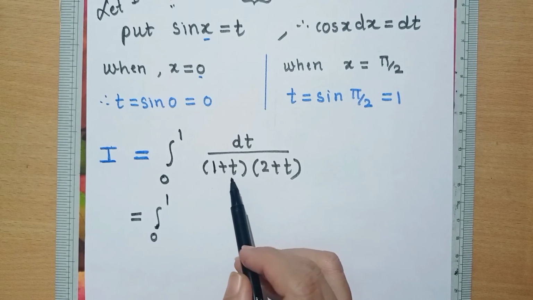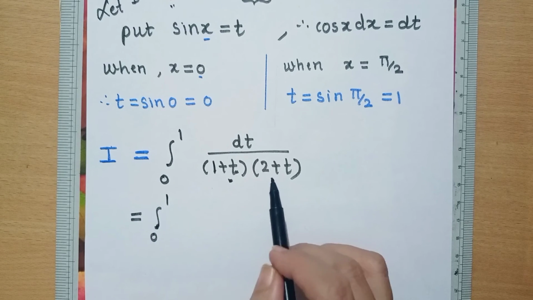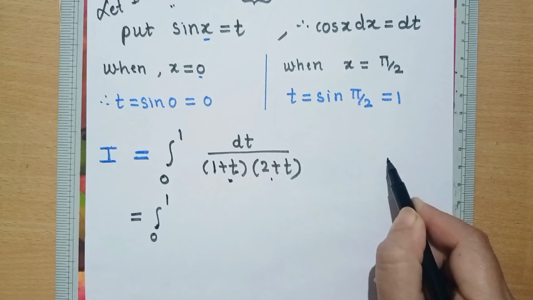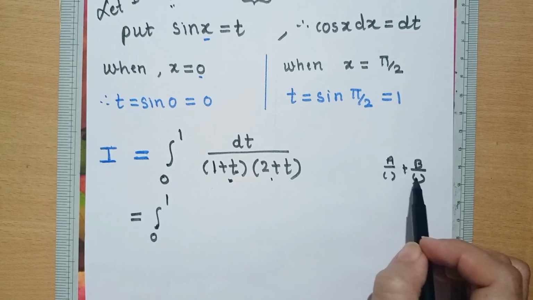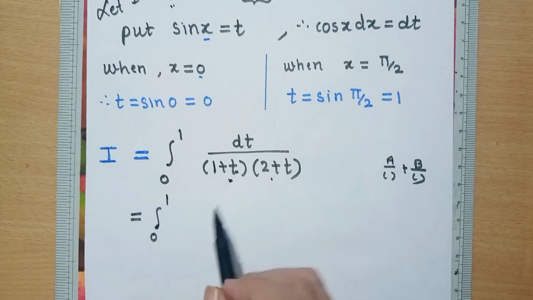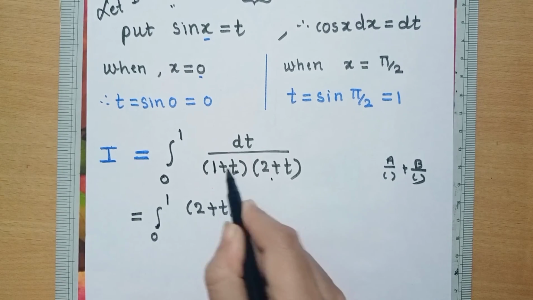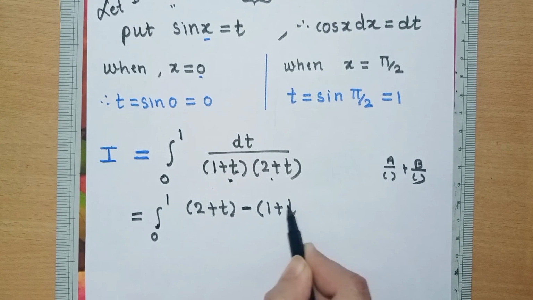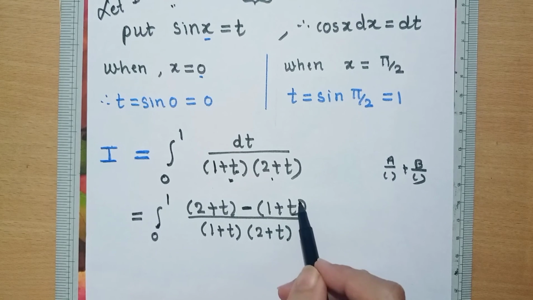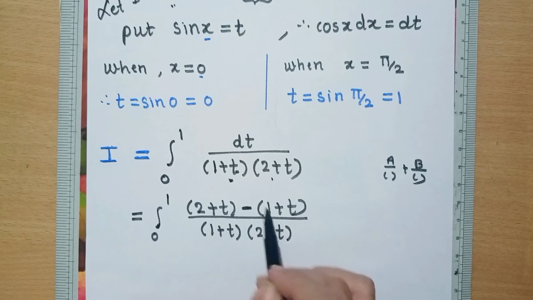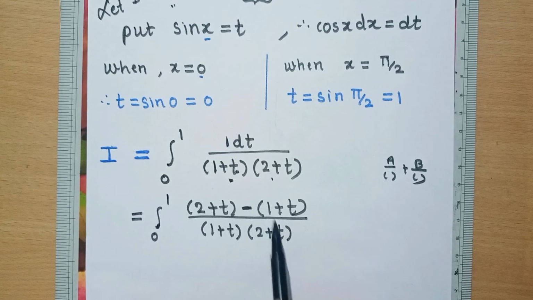Now look at the denominator. There are two linear factors. So we have to solve this example by the partial fraction method. But instead of writing a upon the first factor and b upon the second factor, we will adjust this denominator in the numerator as 2 plus t, then take minus and then this factor 1 plus t, upon these two factors. Check here, plus t minus t get cancelled and 2 minus 1 is 1. So we can write these two factors instead of 1.